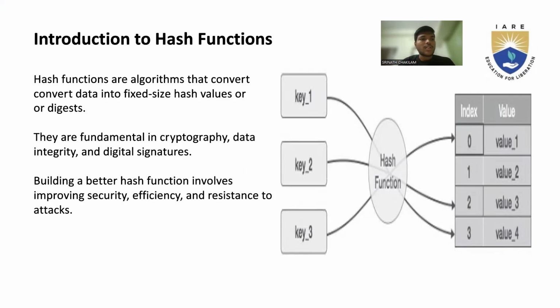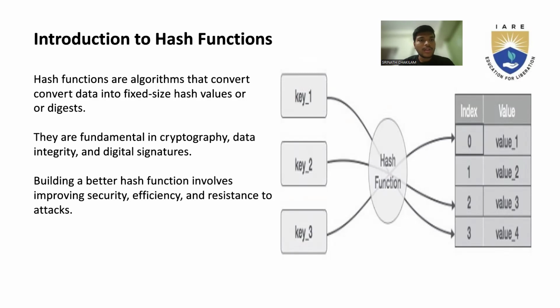Introduction to hash functions. Hash functions are algorithms that convert data into fixed size hash values or digits. They are fundamental in cryptography, data integrity, and digital signatures. Building a better hash function involves improving security, efficiency, and resistance to attacks.